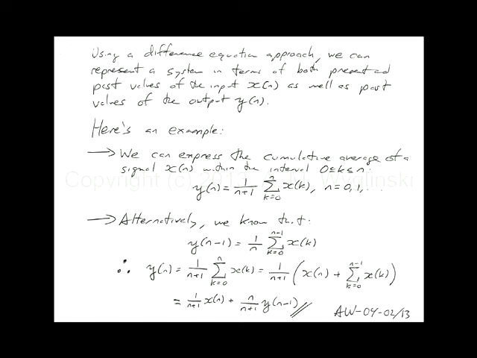So case in point, here's an example of a system. We've got y of n, and it's equal to 1 over n plus 1 times the finite summation of x of n. So it's essentially a sum of current and a collection of different inputs at different time instances to produce this output. This is great. It's some sort of a cumulative average, right, within the time interval 0 to n.